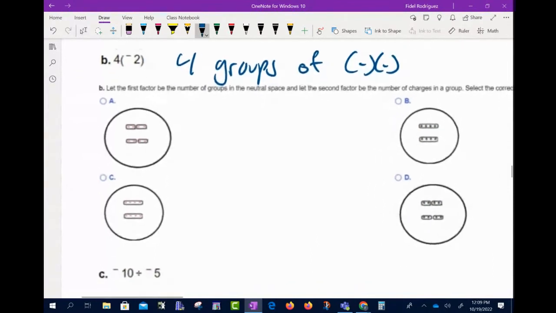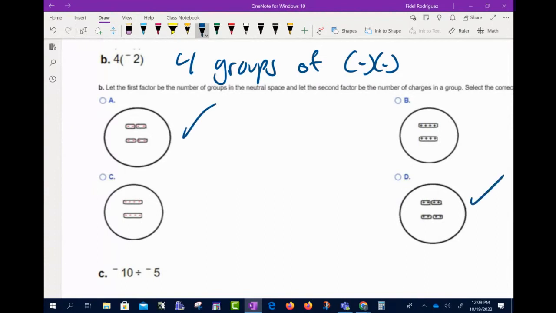So if I look here, y'all, I'm looking for the ones that have 4 groups. Well, A and D have 4 groups, right? They've kind of grouped those things into 4 chunks. But I'm looking for the ones that have 4 negatives. Now, D has positives, so that's not what we're looking for. So I'm going to choose A. And I know that 4 times negative 2 is the same thing as negative 8, okay?